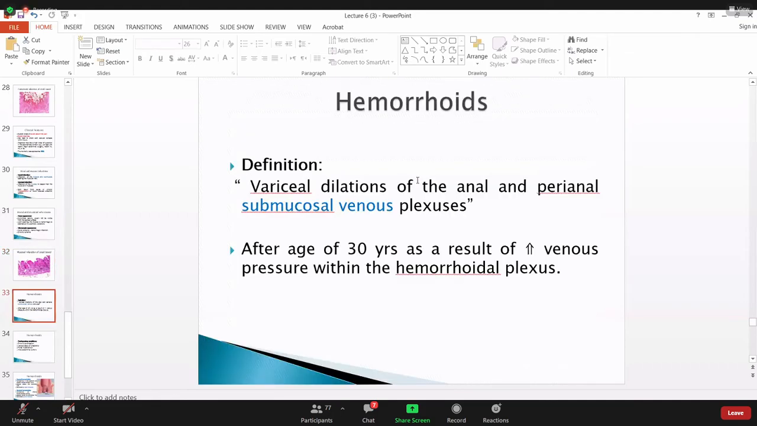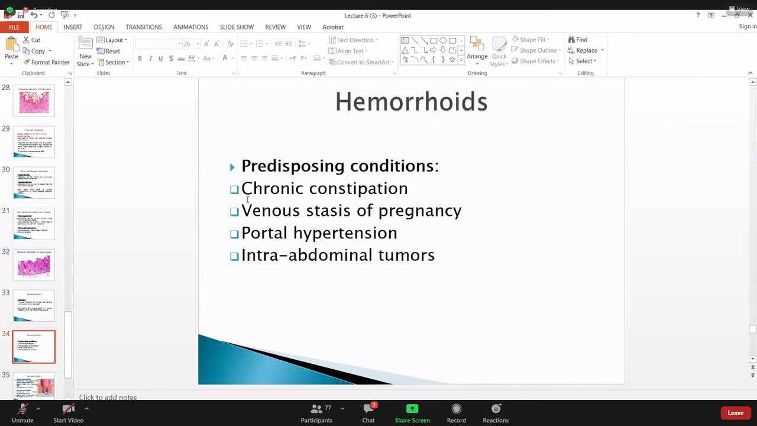The last thing we will talk about is hemorrhoids. It is a localized dilatation of the submucosal venous plexus, which we call variceal dilatation. Variceal means the vein is dilated and tortuous in appearance, usually after the age of 30, as a result of increased venous pressure within the hemorrhoidal plexus. Predisposing conditions: anything that chronically raises the intra-abdominal pressure causes hemorrhoids. It presses on the venous plexus and causes dilatation of this venous plexus with congestion, causing hemorrhoids.